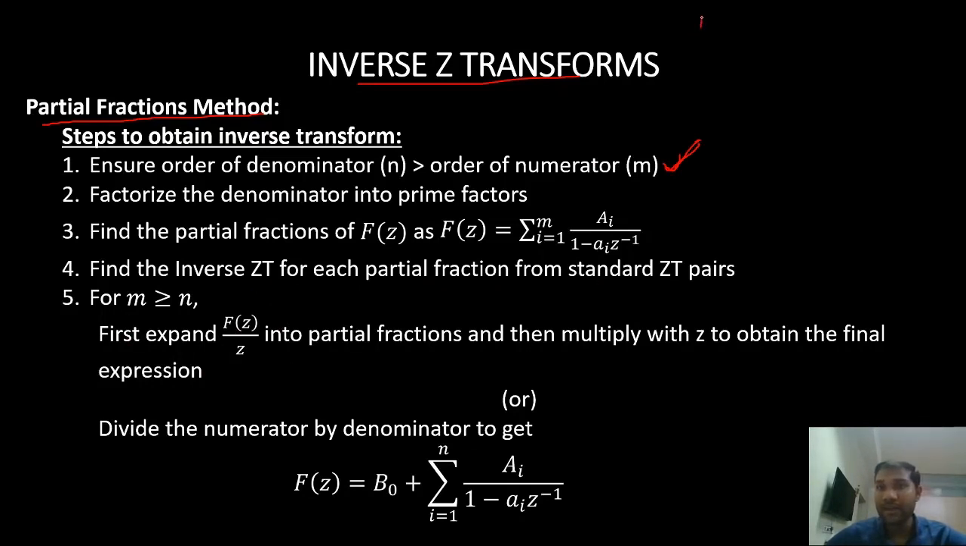Previously, when we had f of s equal to some numerator by denominator, we just factorized this denominator and then calculated the partial fractions, right? A by d1 plus b by d2, something like this.